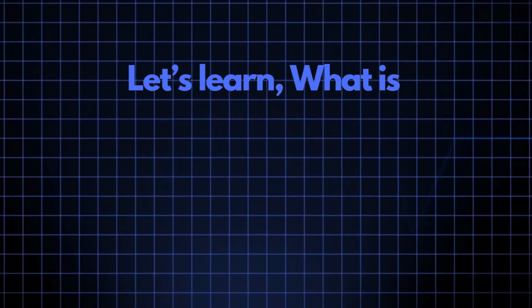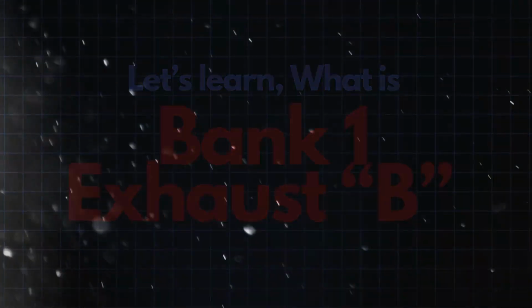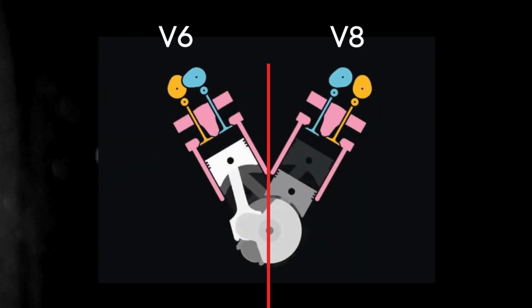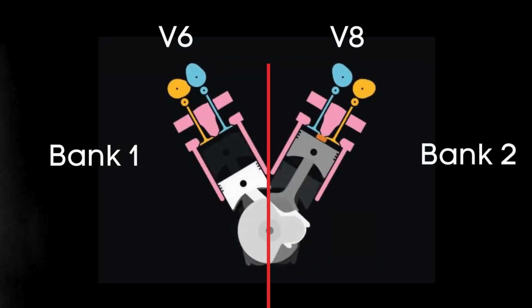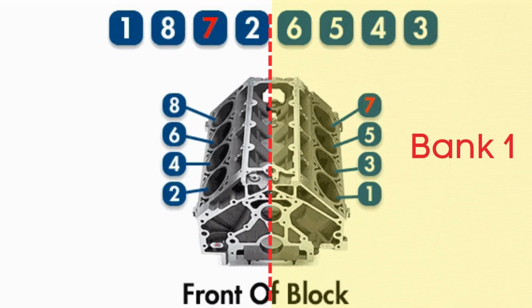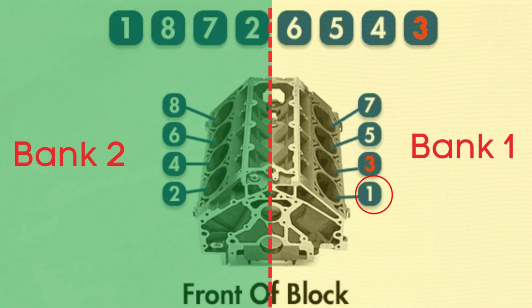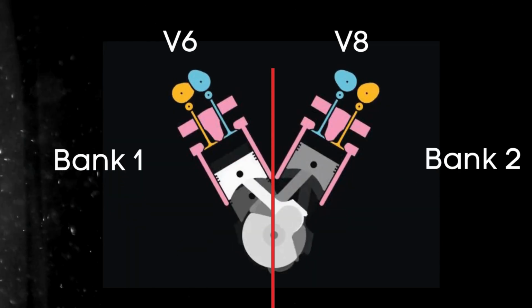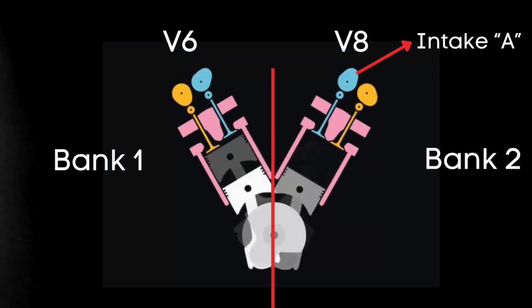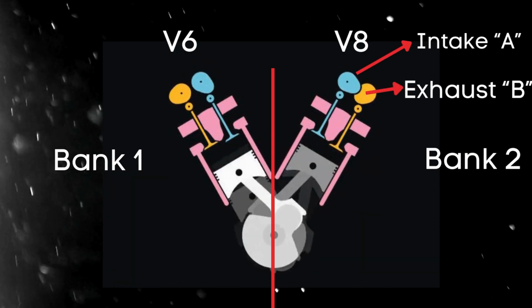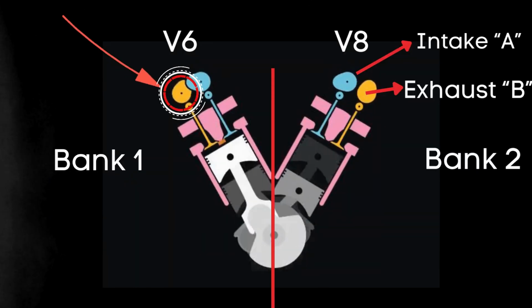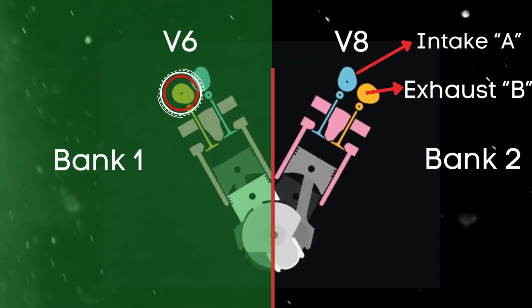Now, let's break down what the bank 1 exhaust camshaft actually is. In engines with multiple cylinder banks like V6 or V8 engines, you'll have two sides or banks of cylinders. Bank 1 typically refers to the side of the engine where cylinder 1 is located, and bank 2 is on the opposite side. For engines with dual overhead camshafts, DOHC, each bank has two camshafts, one for intake valves and one for exhaust valves. So when we talk about the bank 1 exhaust camshaft, we're referring to the camshaft that controls the exhaust valves on the side of the engine where cylinder 1 is located.